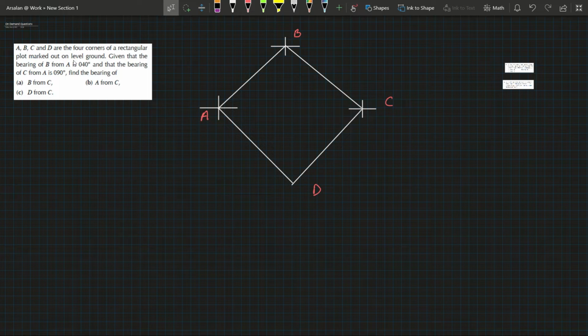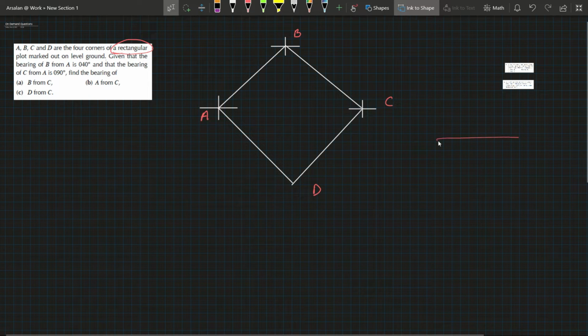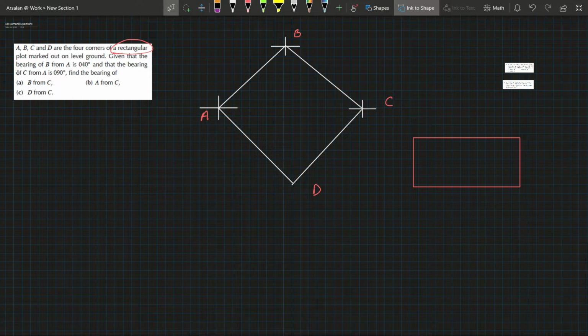So A, B, C and D are 4 corners of a rectangular plot marked out on a level ground. Now the important thing is that we have a rectangle here, right? But we are not going to draw a rectangle straight away like that, okay? Because the bearings are there, right? Given that the bearing of B from A is 040. Now you will start with A as a point, and then you'll make a 40-degree bearing with A, and the line AB will be drawn at the bearing of 40 degrees, right?